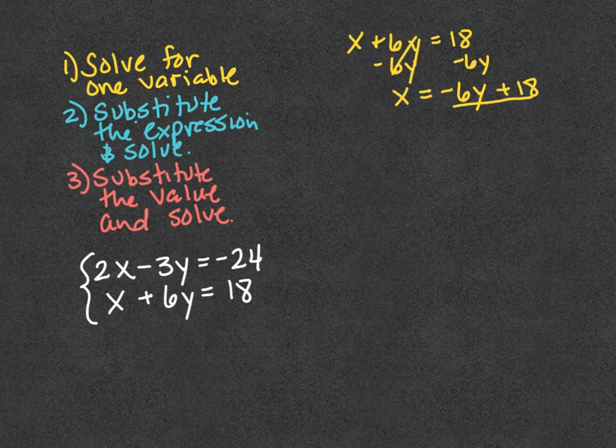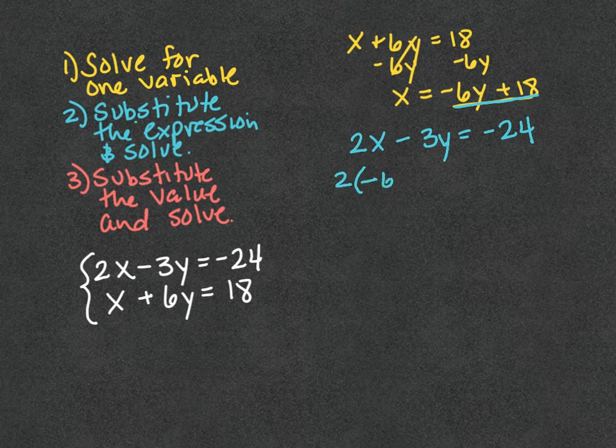So now I'm going to choose either of these. Actually, I'm going to choose this one, but instead of x, I'm going to plug in that expression. So here's what we'll do. This is how this looks when you're dealing with that. 2x minus 3y equals -24. But now instead of x, I'm going to put this expression. So this is 2 times -6y plus 18. And then I just put down everything else. -3y equals -24.